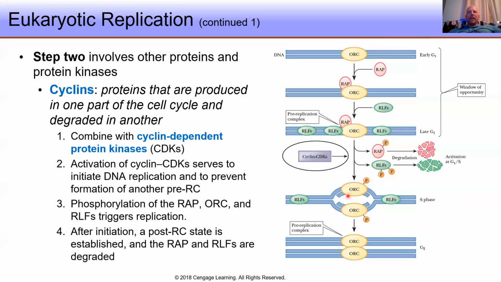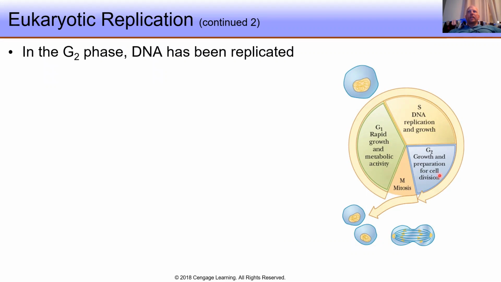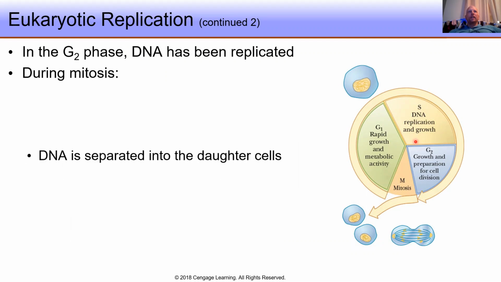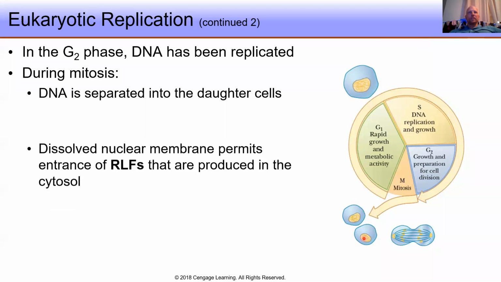After this process is initiated, the RAPs and RLFs get degraded, and this enables a transition through G1 to S phase. So once we've reached the G2 phase, if everything's gone well, DNA will have been replicated. And then we move on to mitosis. In mitosis, we get the equal separation of DNA into the daughter cells.